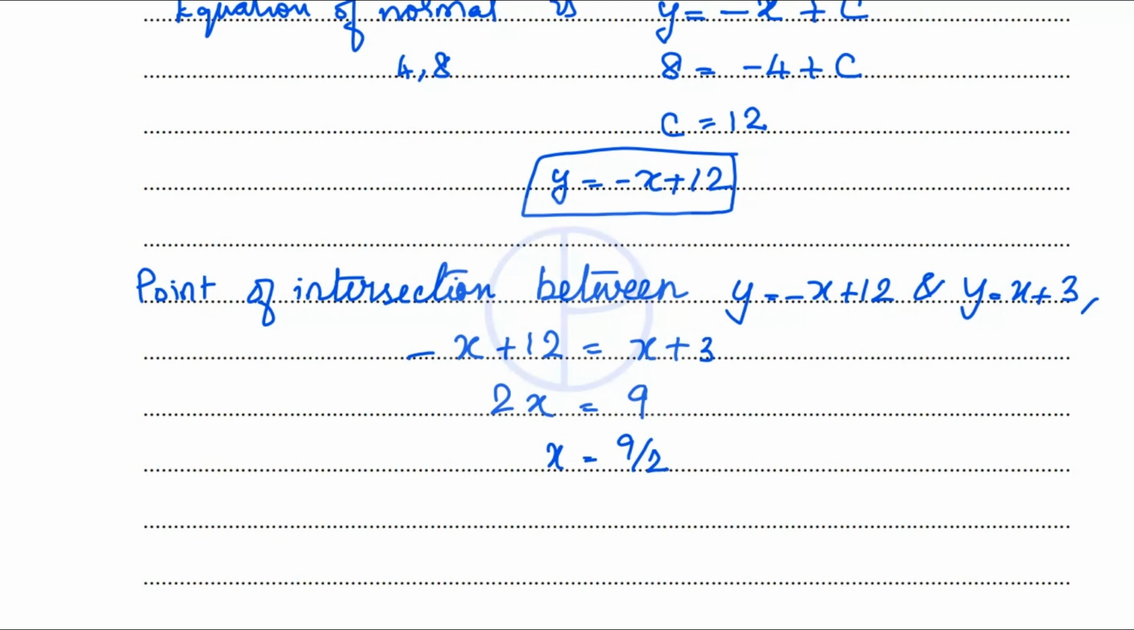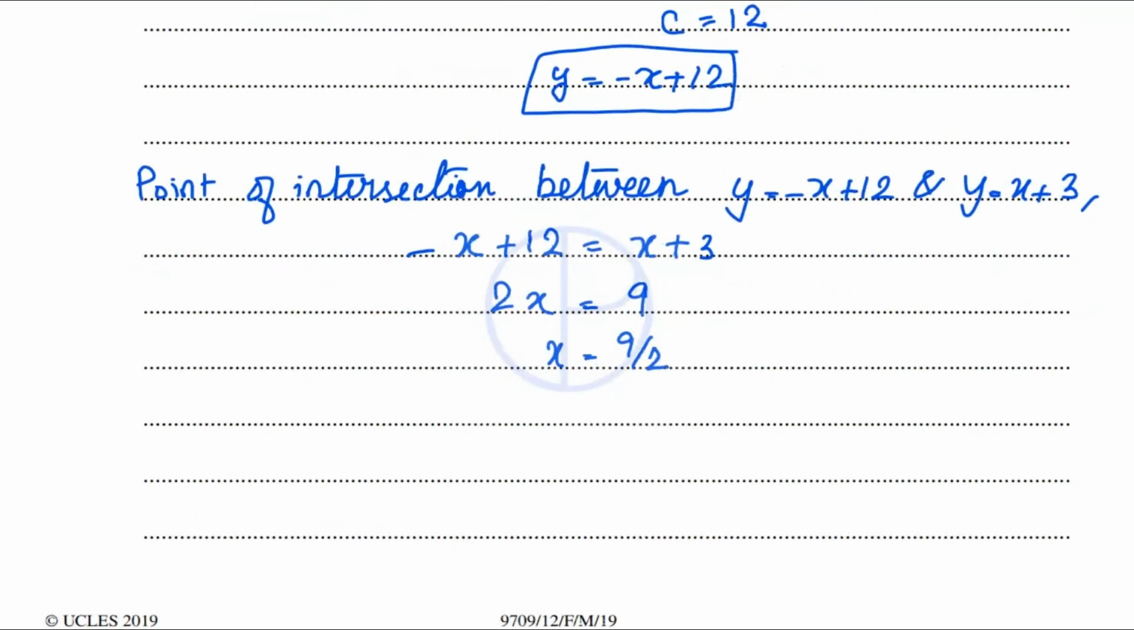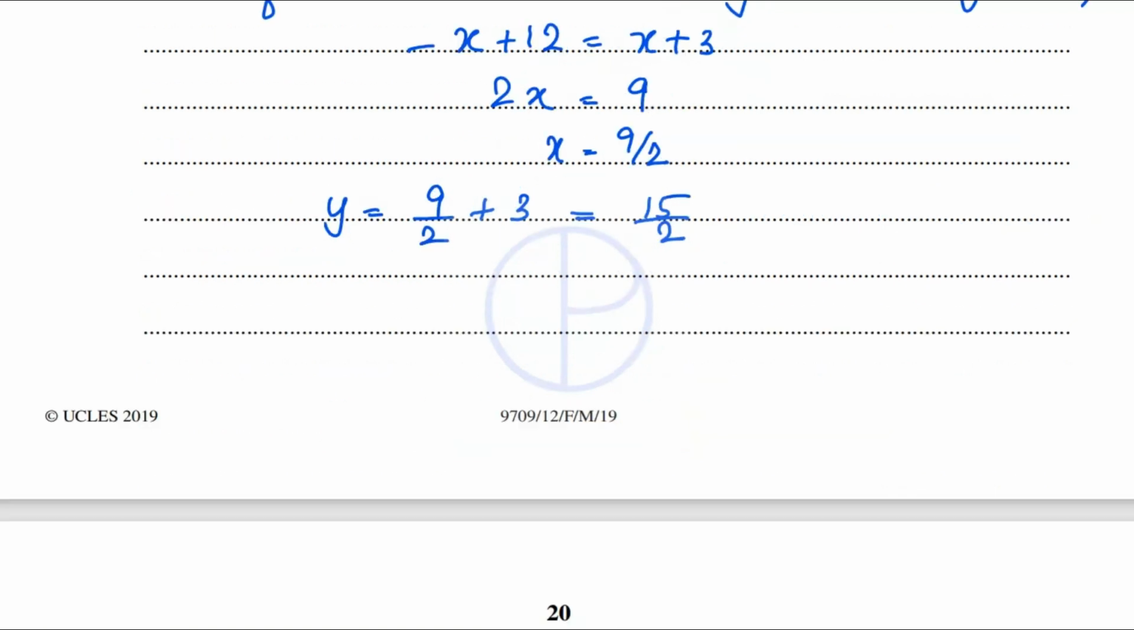So what is the y value? Y is equal to 9 over 2 plus 3, which is equal to (9 plus 6) divided by 2. So 15 over 2. So the coordinate is (4 1/2, 7 1/2).